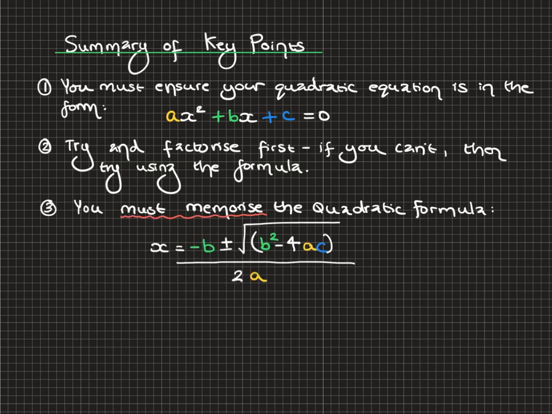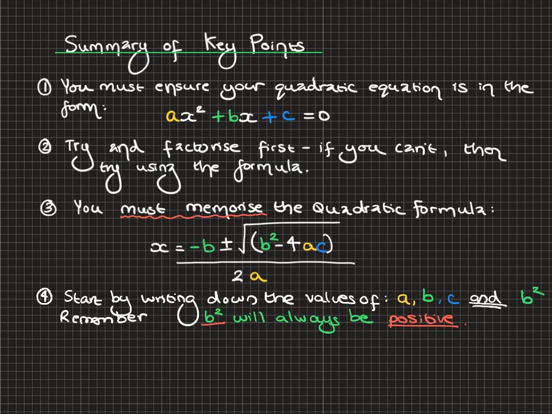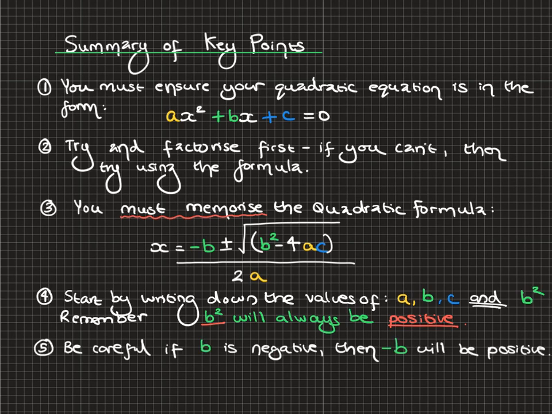Now, always start by identifying the values of a, b, c and also b squared, and remember that b squared is always going to be a positive value. Be very careful if b is a negative number, because then negative b will be a positive number, like in two of the examples that we've done today. Now, although you may end up using the quadratic formula with a calculator, you may also have to demonstrate that you can use this in a non-calculator situation as well.